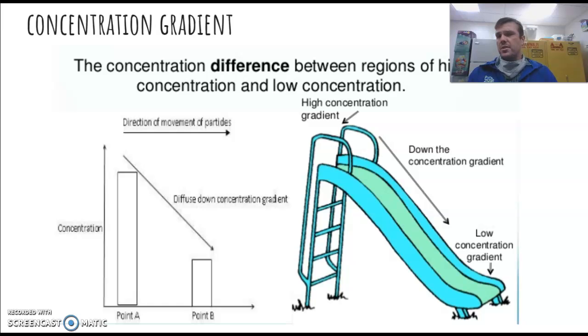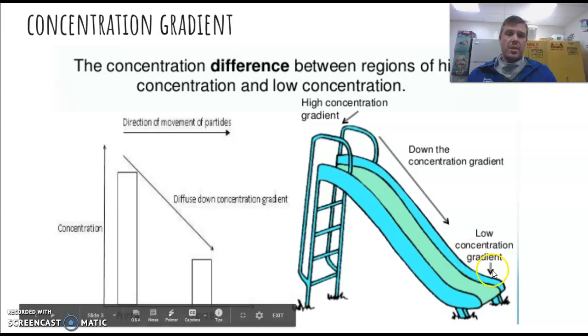So the concentration gradient is really, really important. It doesn't physically exist, but it's sort of a theoretical construct that we use to explain how stuff moves in a solution. So basically, stuff is always going to want to go from high concentration to low concentration until there's an equal amount of it through the entire solution.